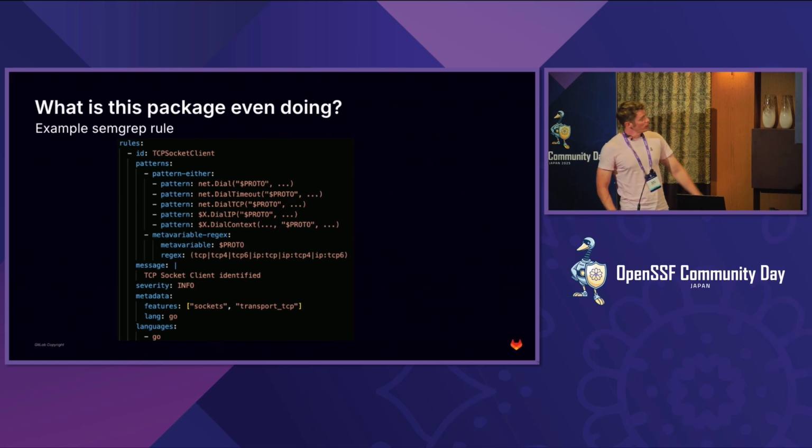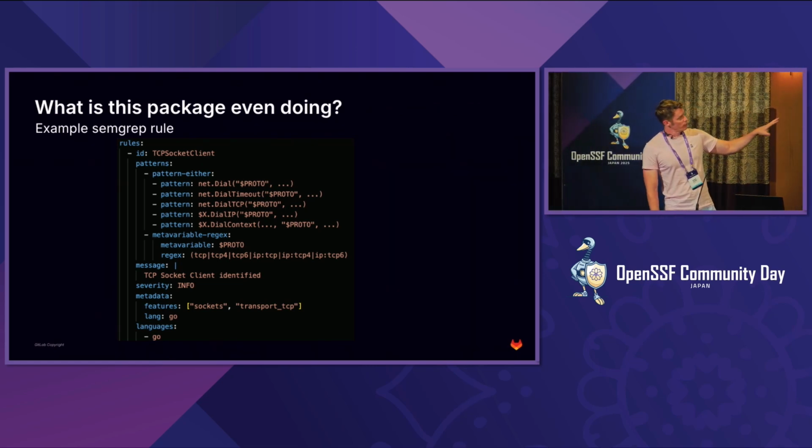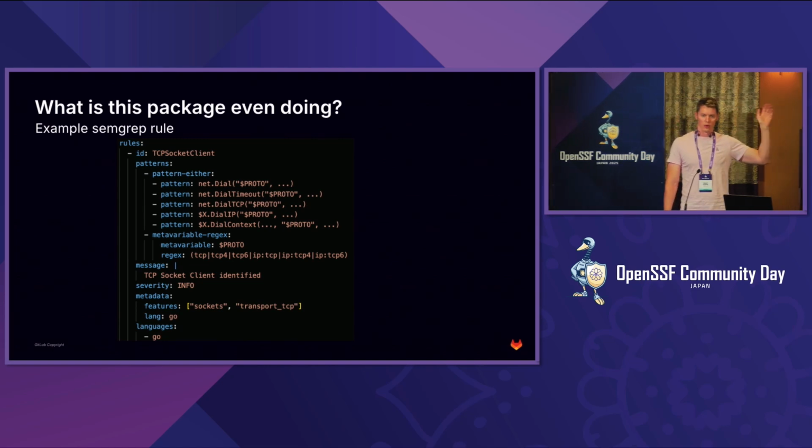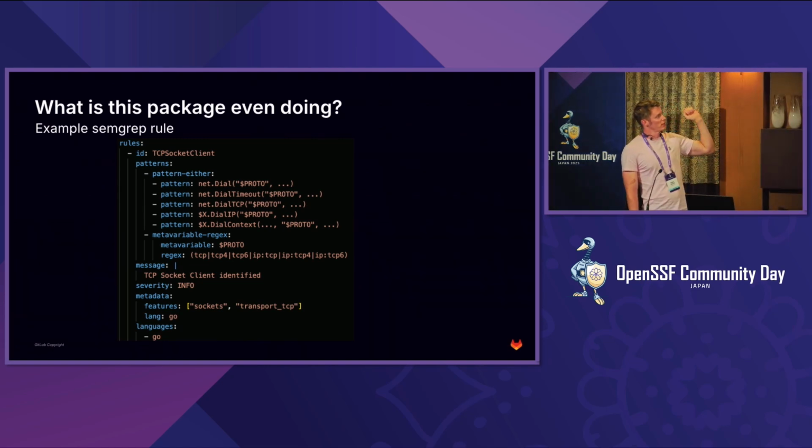So this is a semgrep rule. It's pretty straightforward. We're just matching any of these, and in this case, we're looking for a TCP socket client for Golang. So we're saying, okay, anything that calls dial with the protocol, and then we have a regex that says it's TCP4, TCP6, etc. We're going to flag that as opening a TCP socket client, so mark that as a socket and a transport TCP.